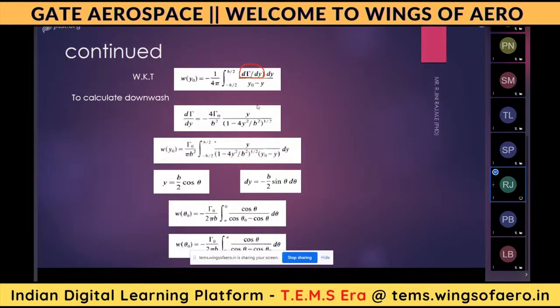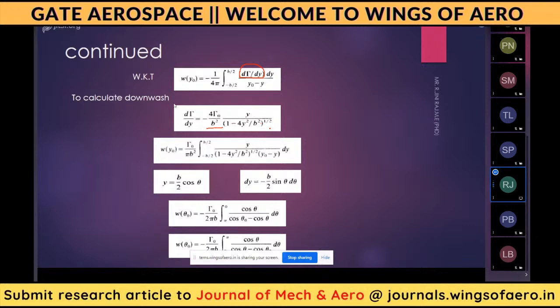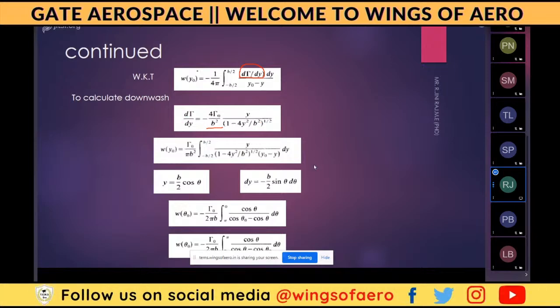So d gamma by dy equal to minus 4 gamma naught divided by b square into y divided by (1 minus 4 y square divided by b square) the whole power 1 by 2. So I am substituting this d gamma by dy value in w of y naught.